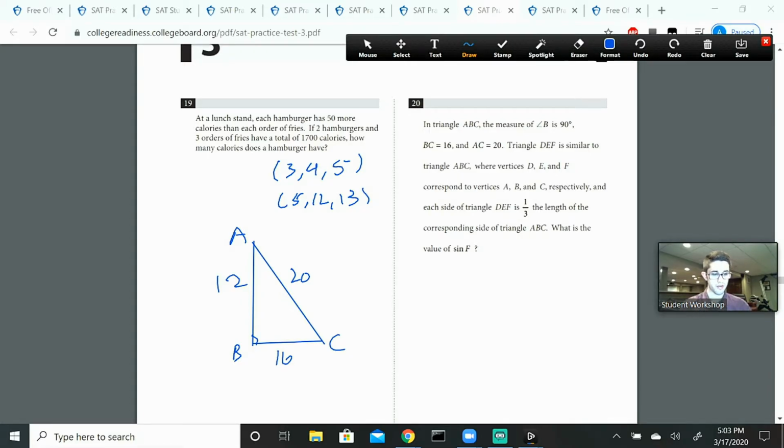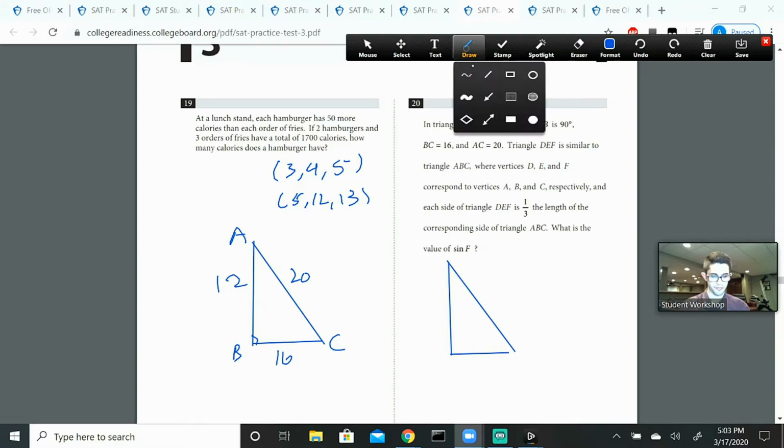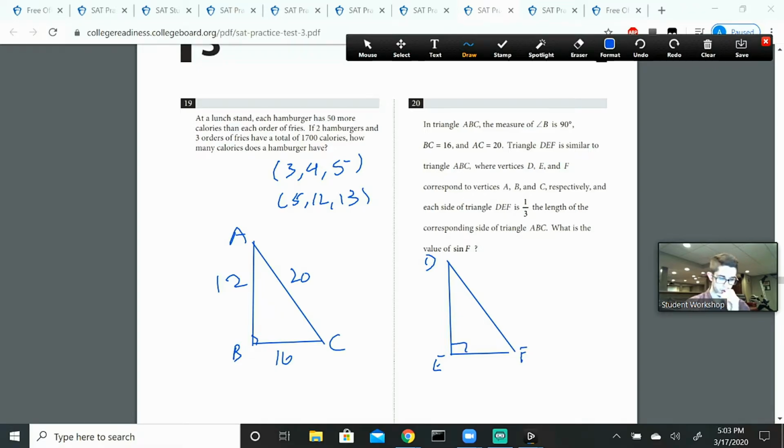All right, triangle DEF is similar to triangle ABC, so let's make sure we label it correctly. DEF, that's our right angle. And each side of triangle DEF is 1/3 the length of the corresponding side of triangle ABC. What is the value of sine of F? Now, I could go through and divide each of these by 3, and then do sine, which is opposite over hypotenuse. But since they're similar, I actually know that F and C are the same angle. And so the sine of F is going to be equal to the sine of C.